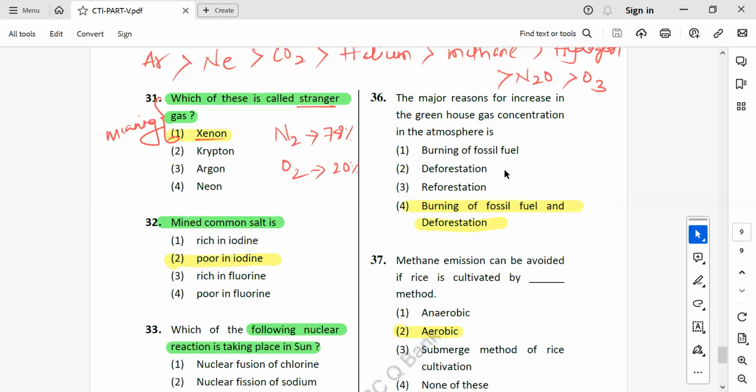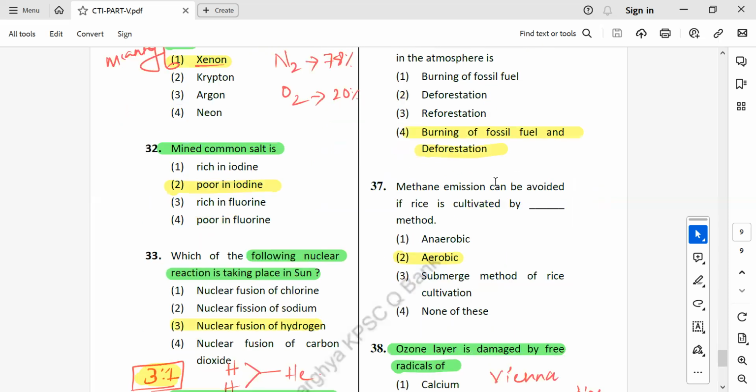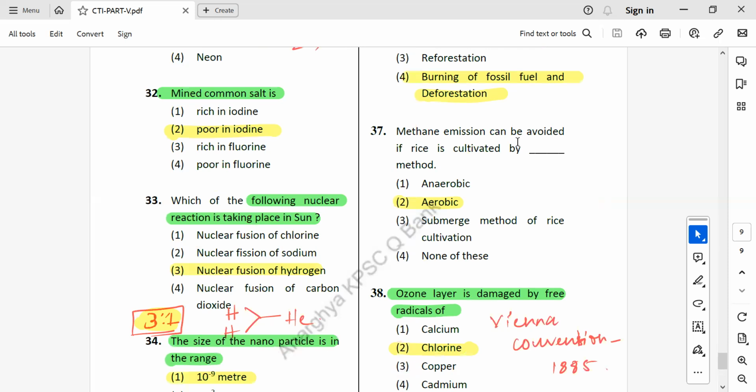The major reason for the increasing greenhouse gas concentration in the atmosphere is simple. You can mark it: burning of fossil fuels and deforestation. Methane emission can be avoided if rice is cultivated by the aerobic method. I think it's not tough for agriculture students. Even for other students, you might have seen rice or paddy being flooded with water, which is very harmful because that emits methane.